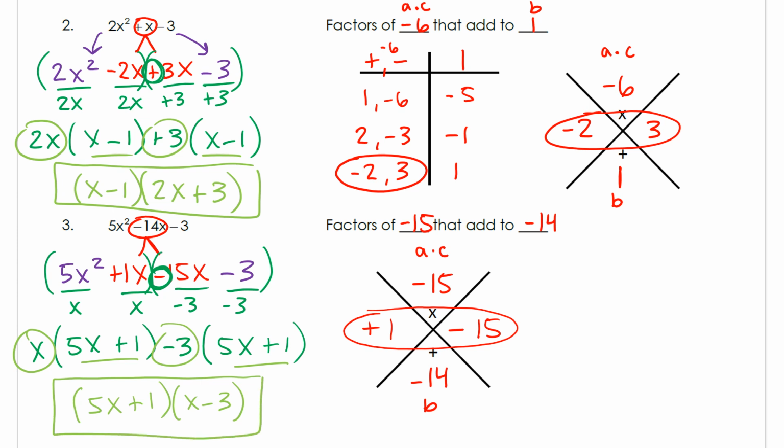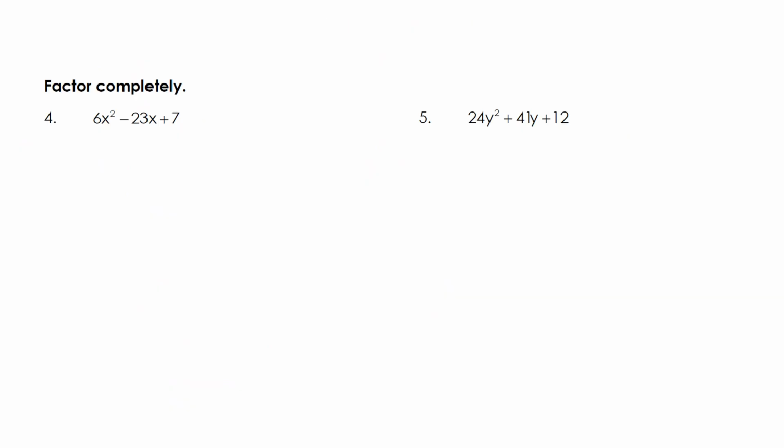Okay, moving along to the back side of our notes here, looking at 4 and 5, you'll notice that I did not give you a table, I did not give you an X. It is your choice at this point how you want to find those factors. However you choose to do so is completely up to you. I like the X's, so I'm going to continue doing the X's. My AC number would be 42. That comes from 6 times 7. My B is -23. So then the two numbers I'm going to use are -2 and -21.